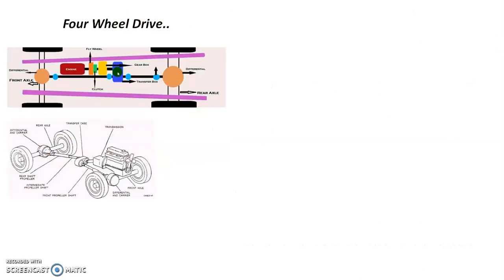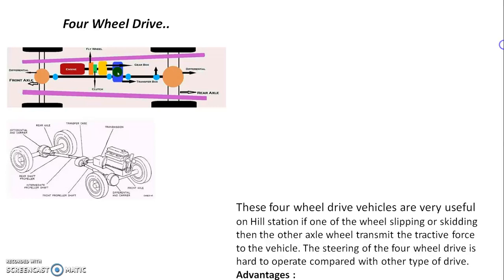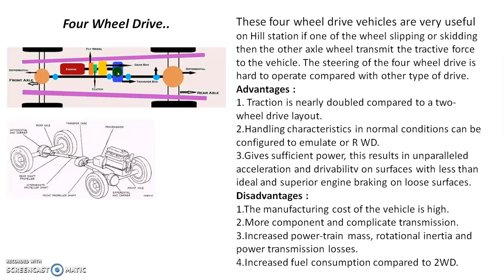What is four-wheel drive? You will see the figures in two forms for a four-wheel drive. These four-wheel drive vehicles are very useful on hill stations. If one of the wheels is slipping or skidding, then the other axle will transmit the tractive force to the vehicle. The steering of the four-wheel drive is hard to operate compared with the other types of drive.